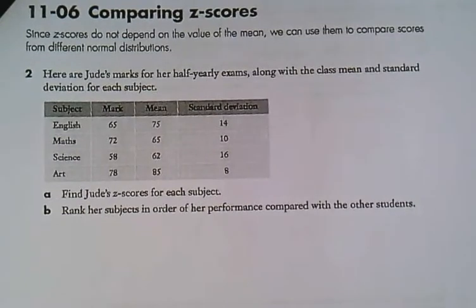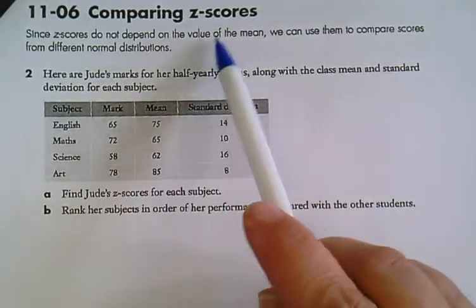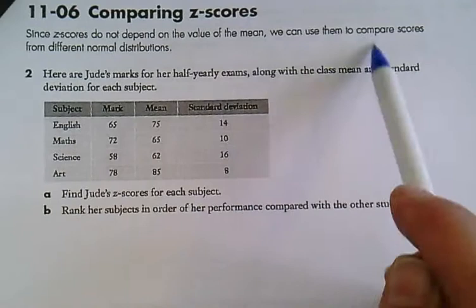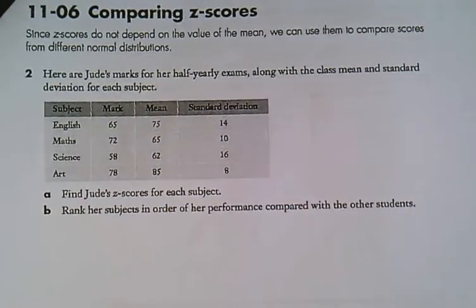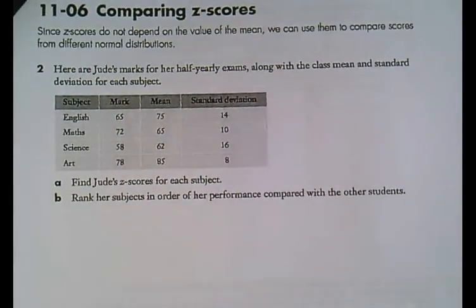1106. Comparing Z-scores. Since Z-scores do not depend on the value of the mean, we use them to compare scores from different normal distributions. Just because you got a higher percentage in one subject doesn't mean that you perform better than in another subject. This is what this exercise is all about.